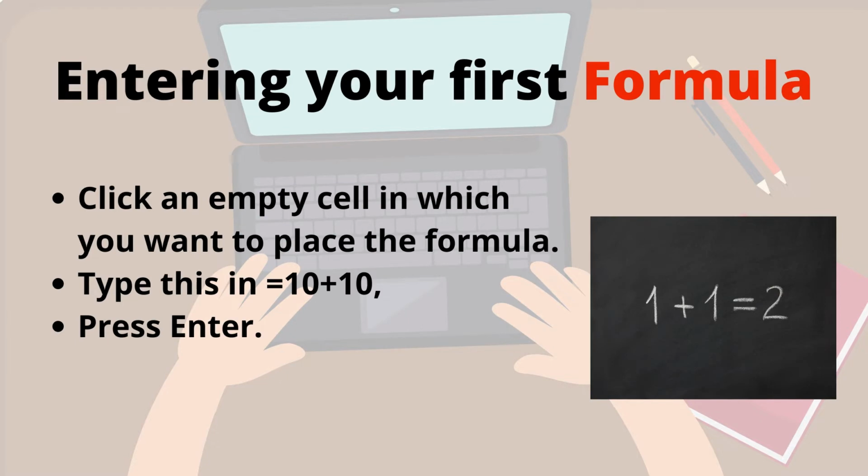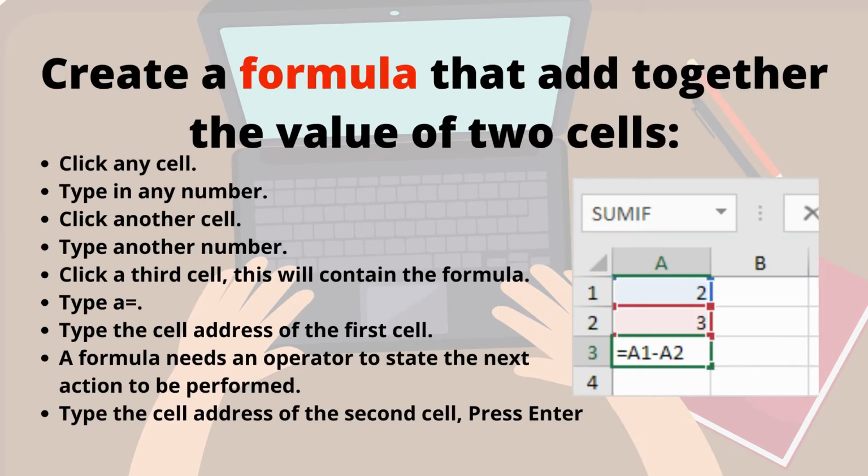Entering your first formula. Click an empty cell in which you want to place the formula. Type 10 plus 10 and press enter. Create a formula that add together the value of two cells. Click any cell. Type in any number. Click another cell. Type another number.